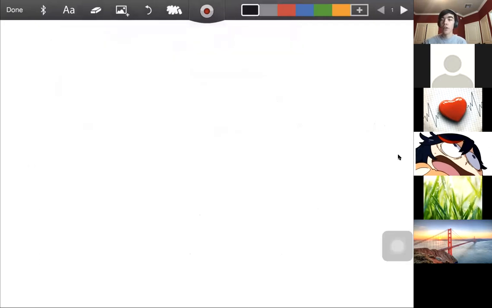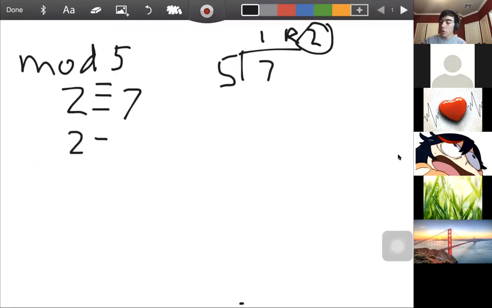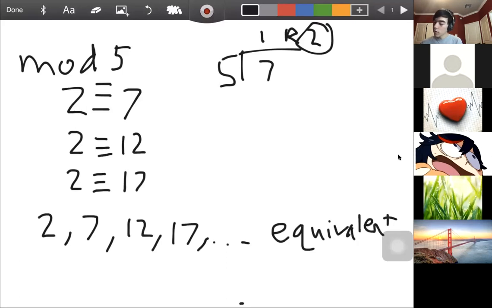Let's look at an easier mod. Let's look at mod 5. So 2 is congruent to 7. Why is 2 congruent to 7? Well, the remainder of 7 when divided by 5 is actually 2. If you do long division, you get 1 remainder 2. So 2 is equivalent to 7. 2 is also equivalent to 12 because 12 also has the remainder of 2. 2 is also equivalent to 17. So it turns out that 2, 7, 12, 17, and on and on are all equivalent mod 5.